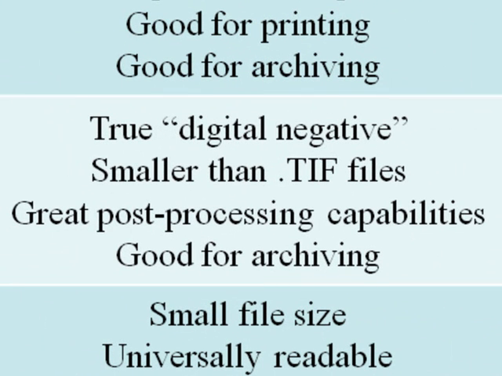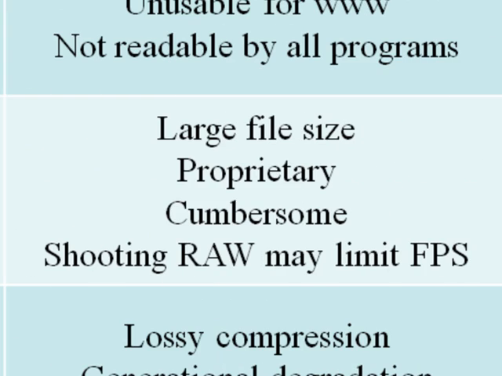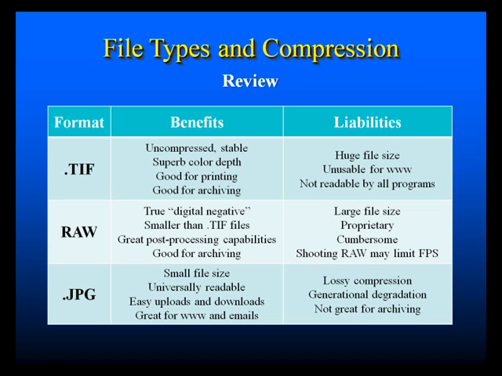RAW image format gives you a true digital negative. The files are actually smaller than TIFFs. Great for post-processing capabilities like adding that white balance later, and also good for archiving. The downsides of RAW: proprietary, can be cumbersome to work with, have a large file size, and when you shoot RAW, especially shooting sports, it may limit the number of frames per second, particularly if you go to something called 14-bit RAW image acquisition as opposed to 12-bit RAW image acquisition. It slows it down quite a bit, maybe from 7 or 8 frames per second on my camera down to 2 or 3 frames per second. So RAW is not so good for shooting sports.